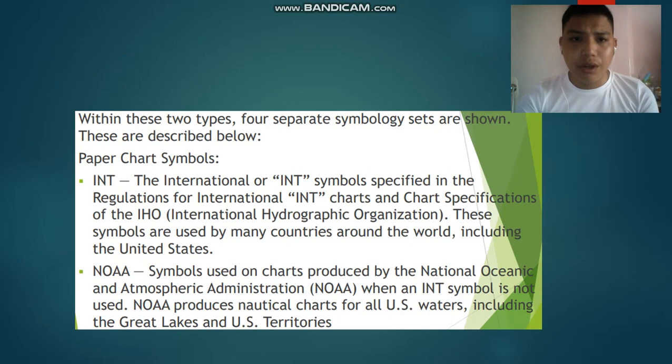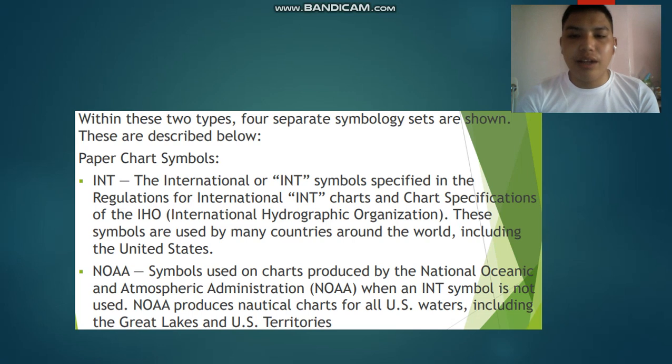Within these two types, four separate symbology sets are shown. These are described below. Paper chart symbols. INT, the international or INT symbols specified in the regulations for international INT charts and chart specifications of the IHO, International Hydrographic Organization. These symbols are used by many countries around the world, including the United States. NOAA symbols used on charts produced by the National Oceanic and Atmospheric Administration or NOAA.